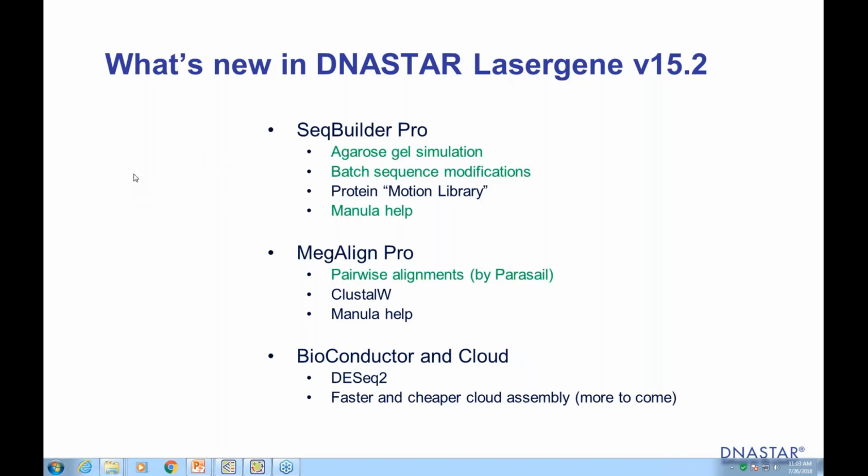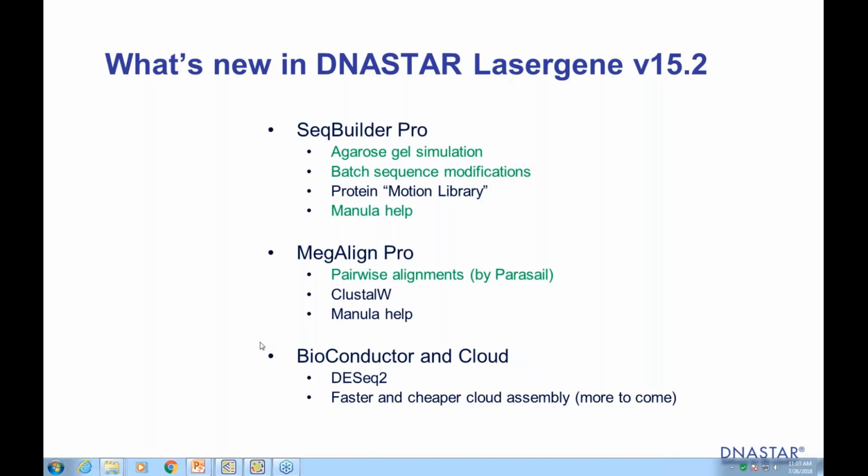And then in MegAlign Pro, we've added some pairwise alignments. These are some of the local and global alignments, Smith-Waterman and Needleman-Wunsch, that you may be familiar with. But we are optimizing these with something called Parasail. We'll talk a little bit more about that later, so that they run faster and better take advantage of a modern computer and computing power. We've also added ClustalW, again, as we start to retire our classic MegAlign. We're moving that functionality over, in addition to some new functionality.